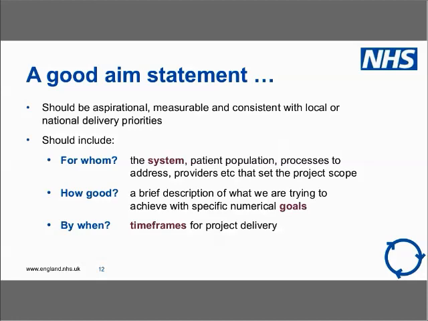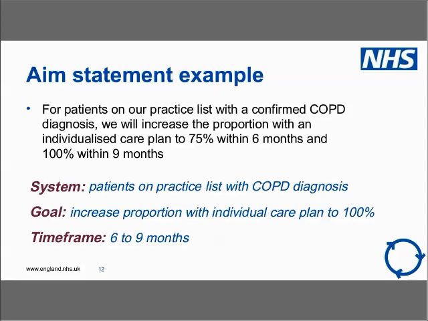So it's telling us what's the system that we're looking at, that we're trying to improve. In our case, that's probably going to be what process are we addressing that we're trying to improve. A brief description of what we're trying to achieve with specific numerical goals. So how good do we want that to be? And some kind of time frame for achieving that, so by when. So there are 3 aspects: system, goals, and time frames, or in simple language, for whom, how good, and by when. And it's probably best looked at with an example.